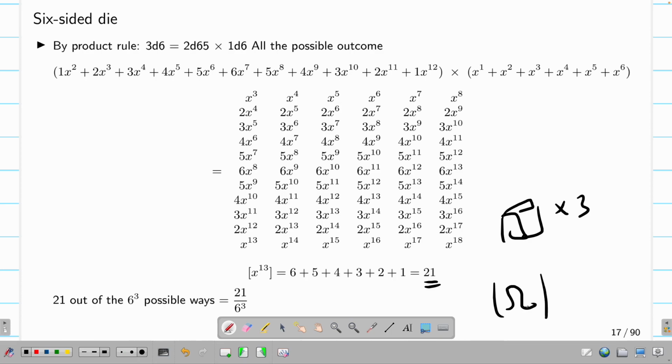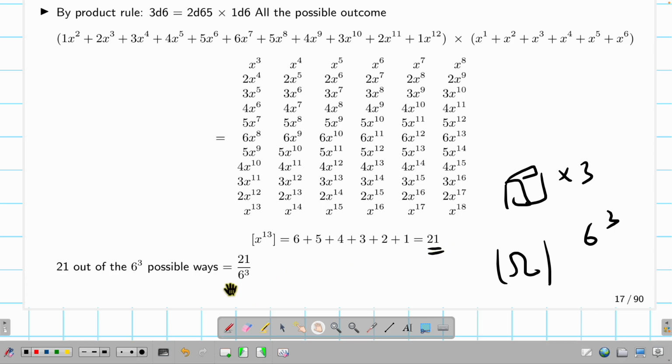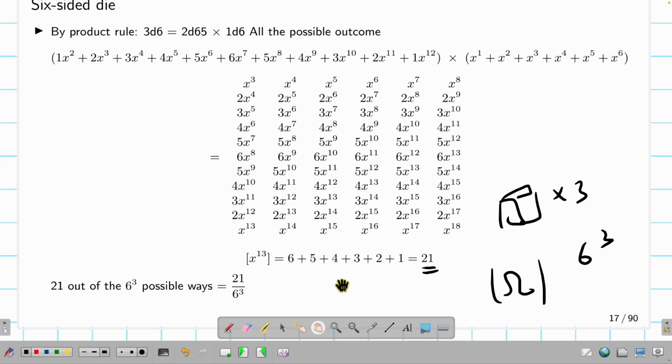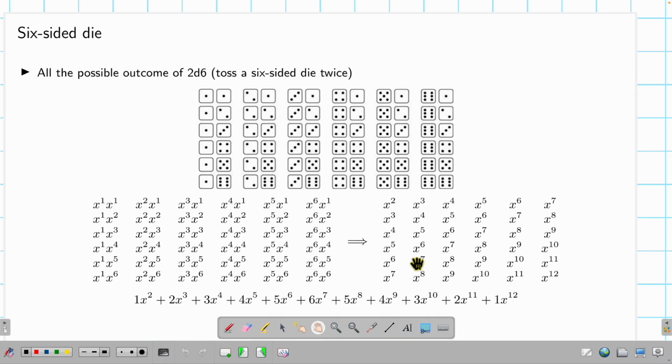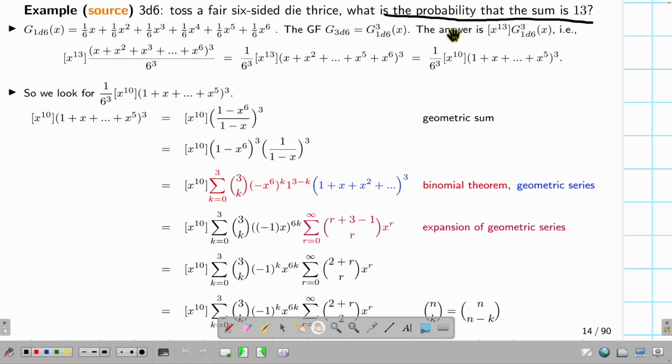And then what's the size of omega? What's the size of the sample space? You have 6 to the power 3. So the answer will be this number divided by 6 to the power 3. That is 21 outcomes out of the 6 to the power 3 possible ways. That means this is the probability. So this is by picture. What about if we solve it by algebra? Now here is resolving this problem by algebra.